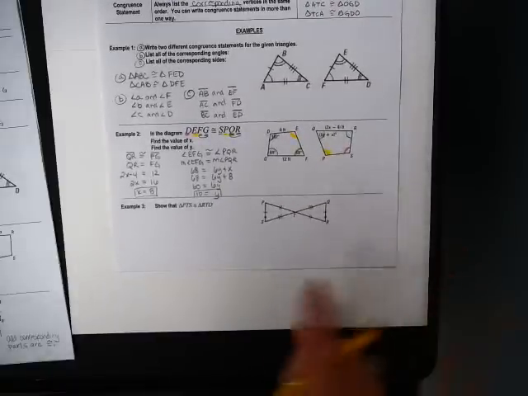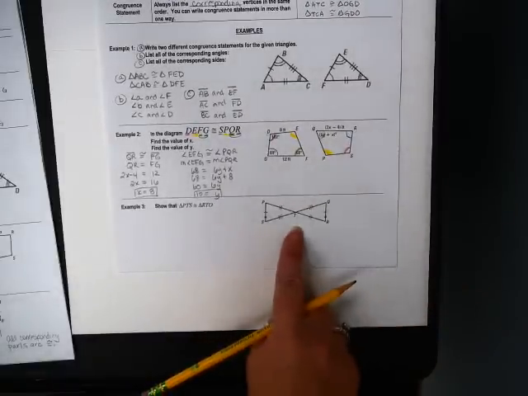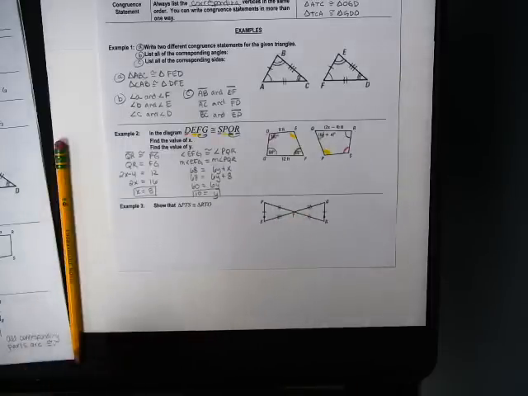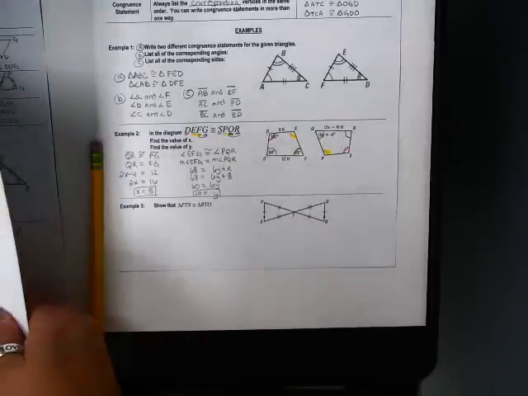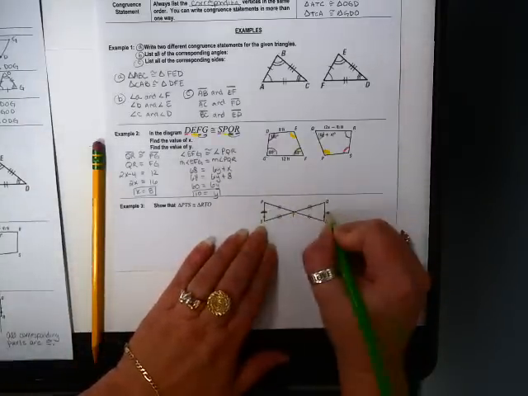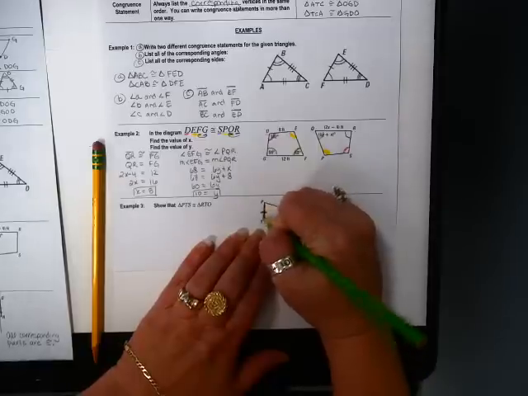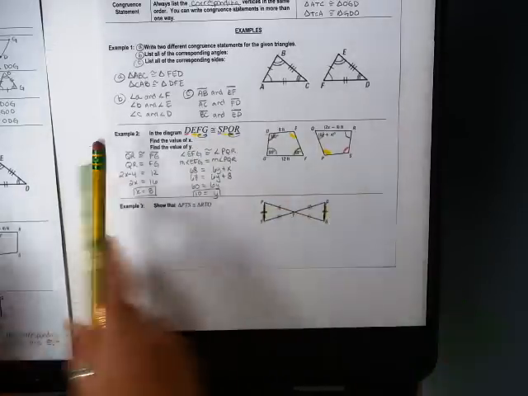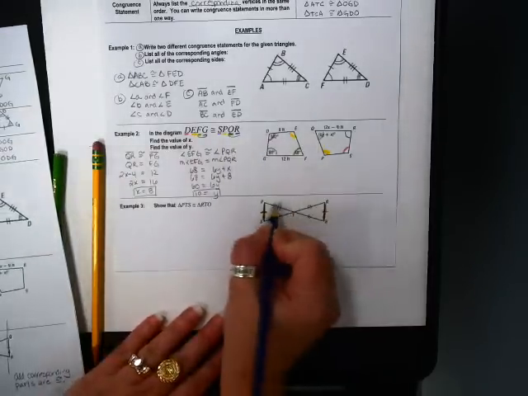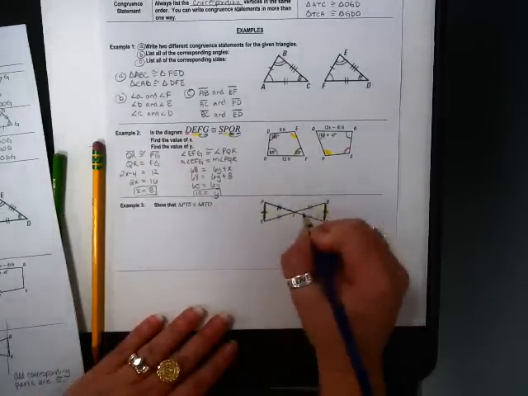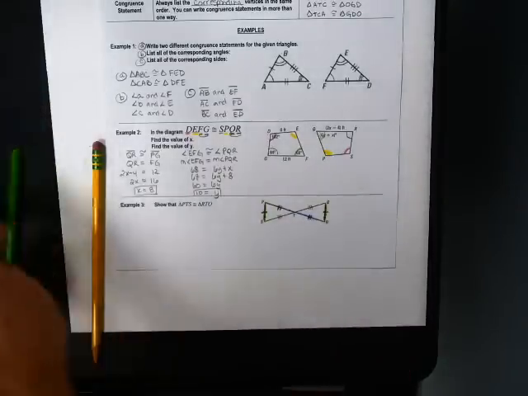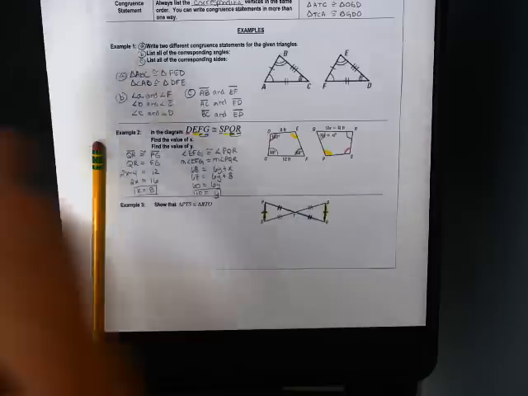Next, I have two triangles here. And it helps if you have color because you can show that these right here match. You can show that these right here match. And see how it's flipped over. And then you can show that these match.